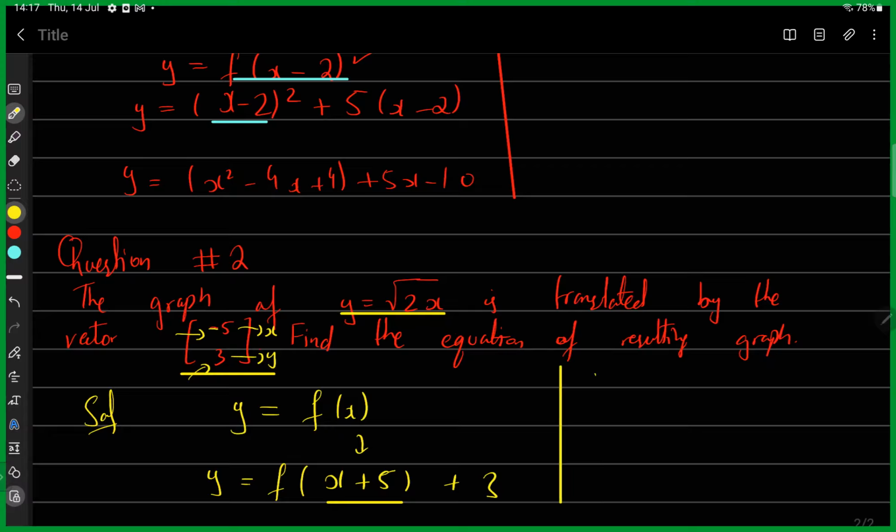So it would be y equals root 2, and instead of x I'll be writing x plus 5, and I need to add 3, and I am just going to modify it a bit. So it would become root of 2x plus 10, plus 3. So this is going to be the answer. Again, this time around the translation vector was given. Please make sure that if you have -5 in the translation vector for the x coordinate, it would basically be +5. For x, it's opposite. And the same would be happening in all the transformations. It would be the other way around.